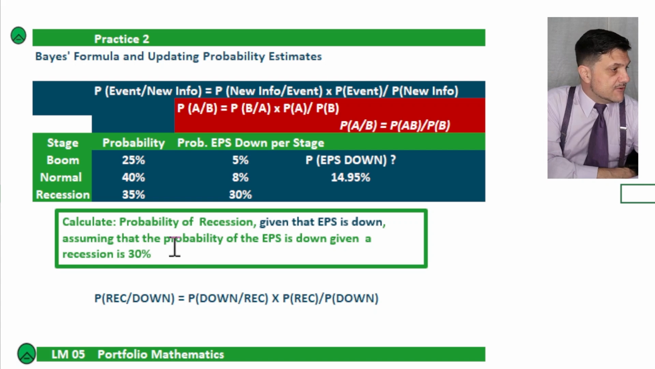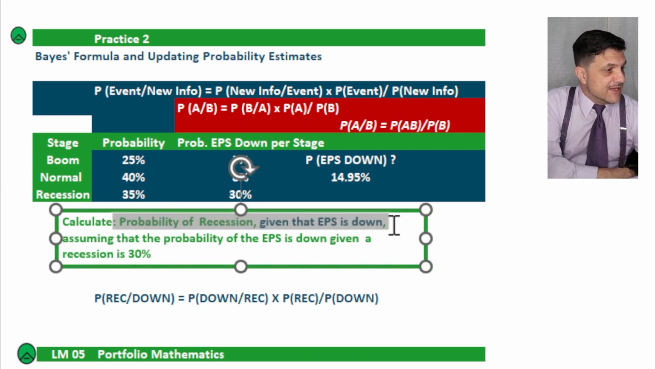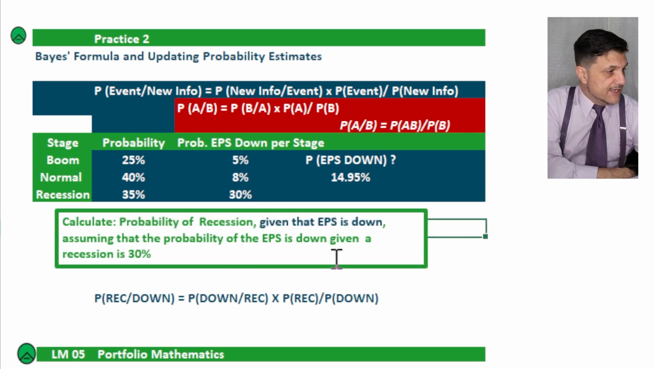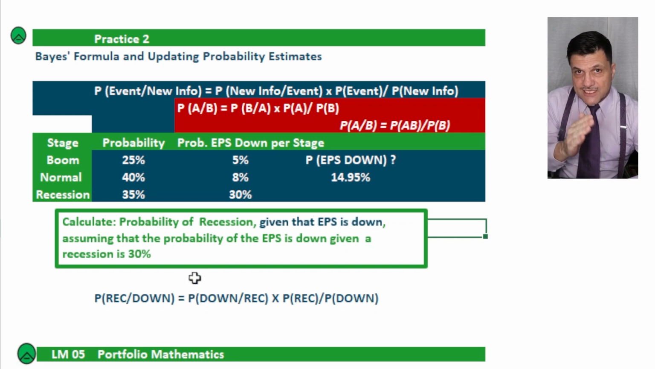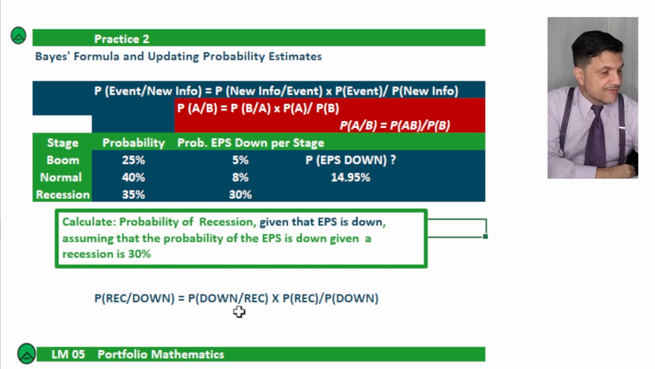Great. Now let's see the question here. Calculate the probability of recession given EPS is down. So look what you need: the probability of recession given EPS is down. Using the Bayes formula, I know that what comes after the equal sign is the opposite conditional. So here is down given recession: the probability of the earnings per share going down given recession, times the probability of recession, divided by the probability of going down.